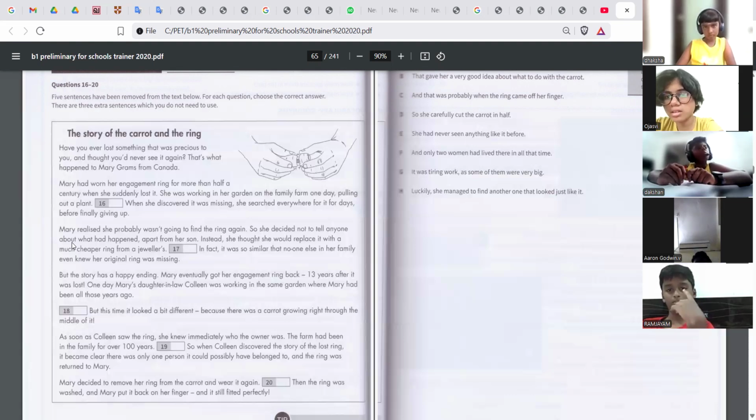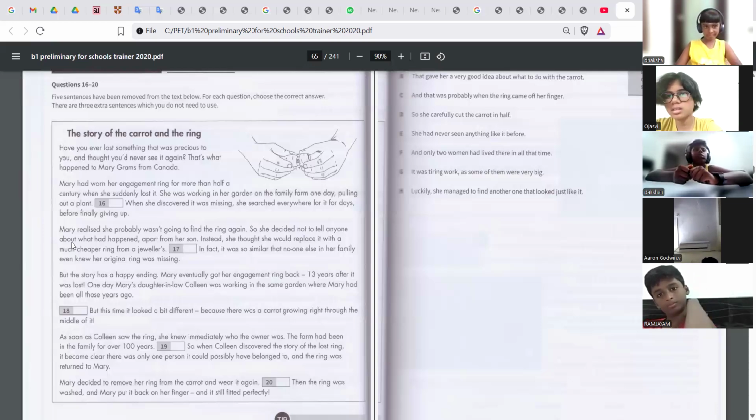What is eventually, Ojashvi? After a while? Finally, not after a while. Eventually means finally, not after a while. Finally. Keep moving. Keep moving, Ojashvi. Yes, sir. 13 years after it was lost. One day, Mary's daughter-in-law, Colleen, was working in the same garden where Mary had been all those years ago.